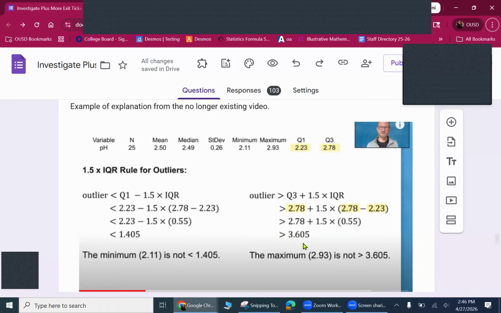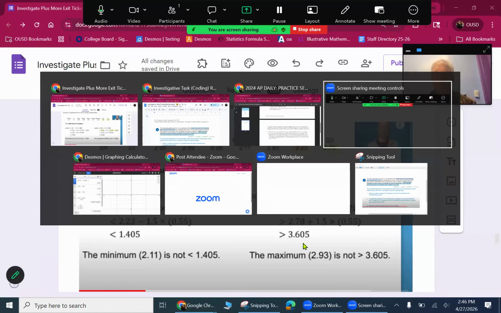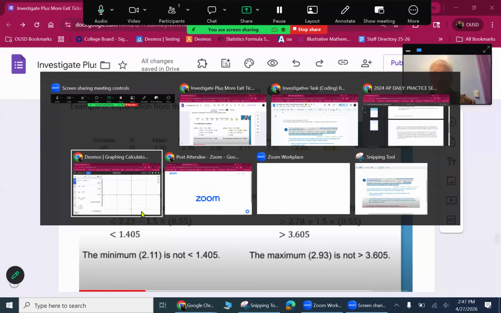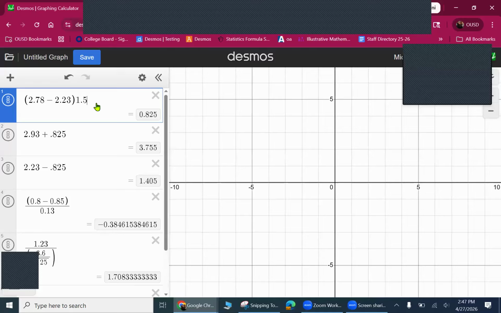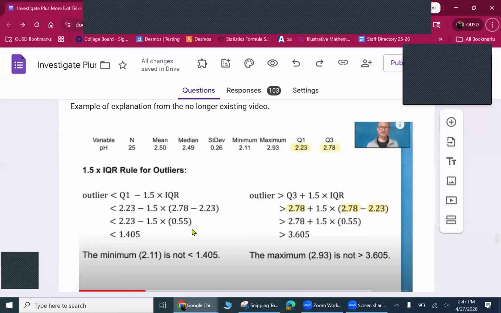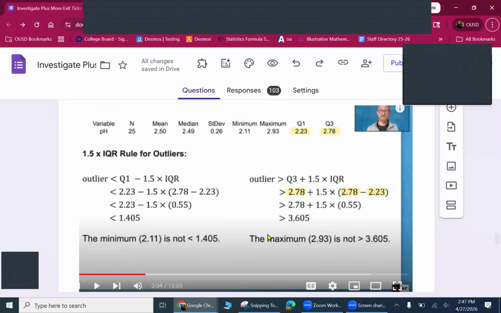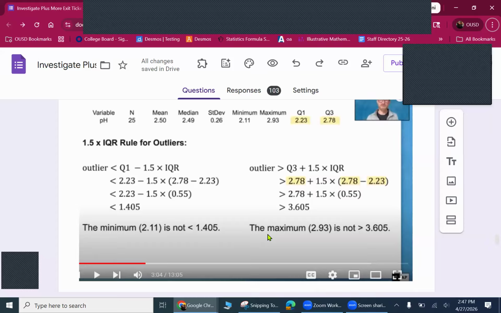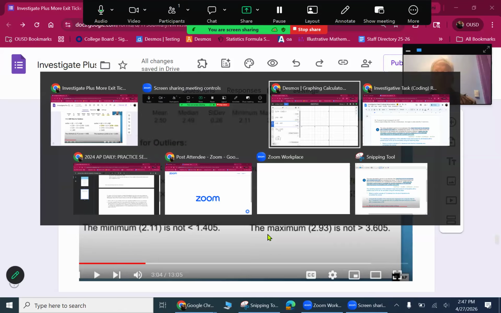So if you calculate these like this, or I did it in Desmos, so I'll show you what it looks like in Desmos. I subtracted them and I multiplied it by 1.5. So that's the amount I'm going to add on to get 3.755, and I'm going to subtract off of the Q1 to get 1.4, which I think is exactly what they got. It is. And all the questions are related to the minimum and maximum about whether they are outliers or not. And none of them are outliers, which is why the answer is E. The other answers are, let me pull it back up and I will go through them quickly, hopefully quickly.